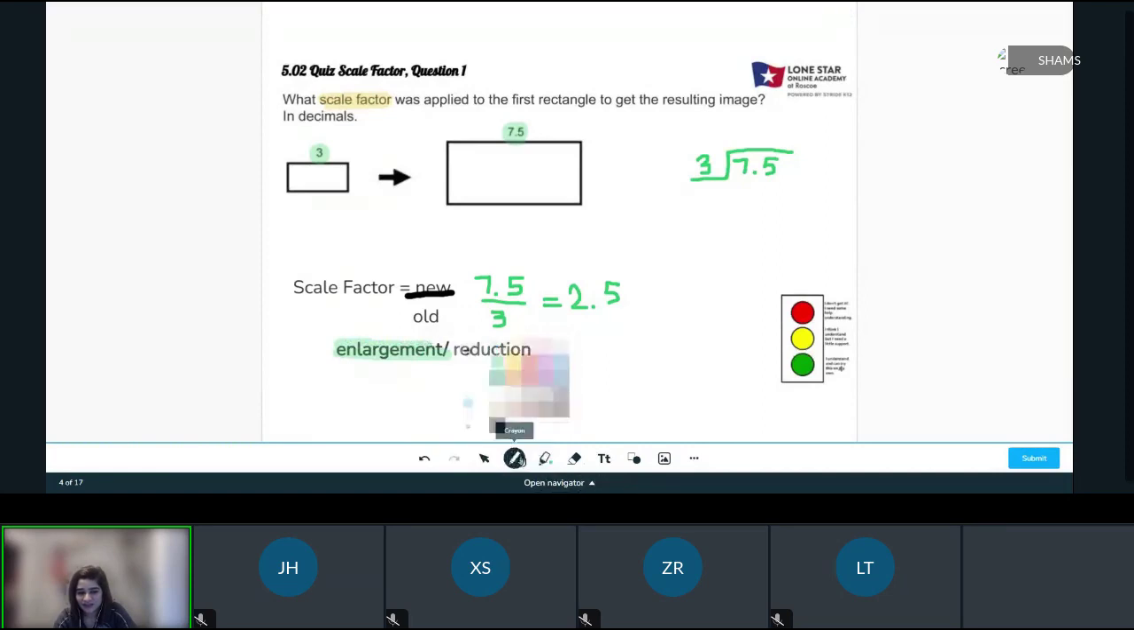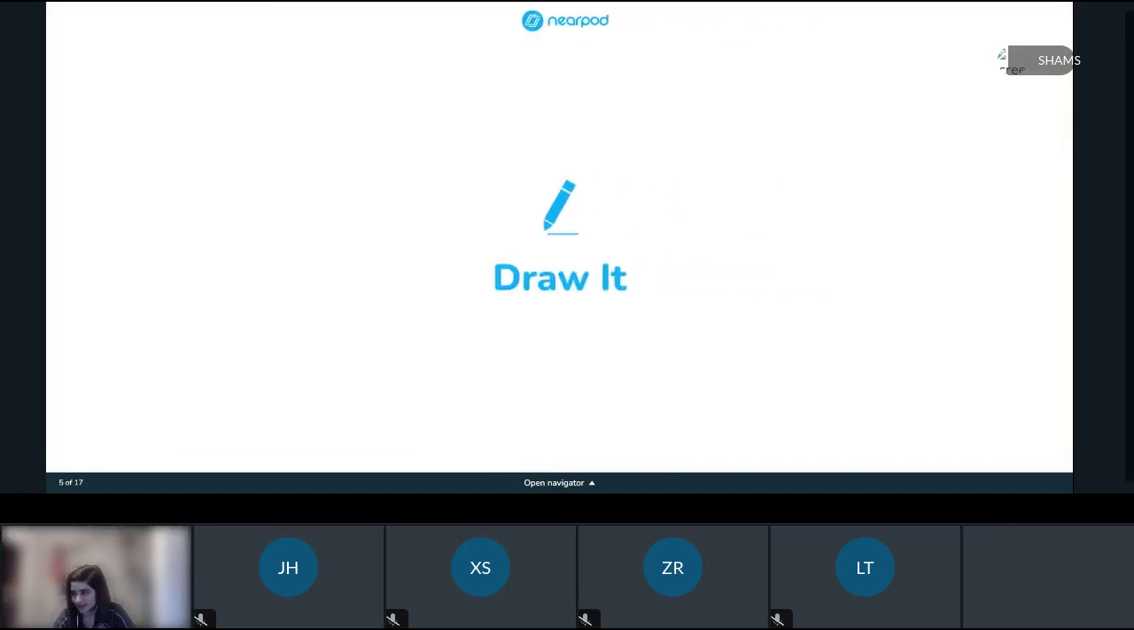Why? Because whenever the scale factor is greater than 1, it is enlargement. And you can see with your eyes, the small rectangle got bigger. Enlargement. Scale factor greater than 1. Right? This is how you tell. Let's move on to question 1, third variety.